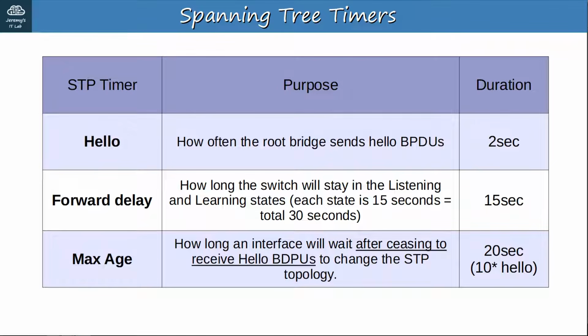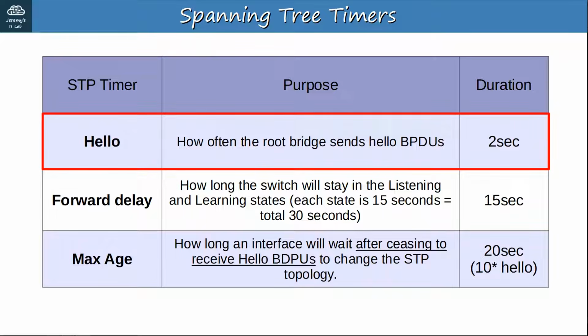Now let's talk about each of the timers used in spanning tree. I've already mentioned the hello and forward delay timers, but I haven't mentioned max age yet. First up, let's look more in detail at the hello timer. It determines how often the root bridge sends hello BPDUs. By default, it will send them every 2 seconds.